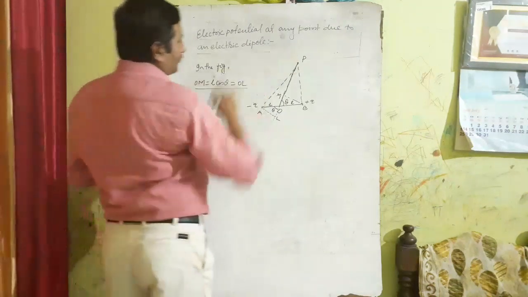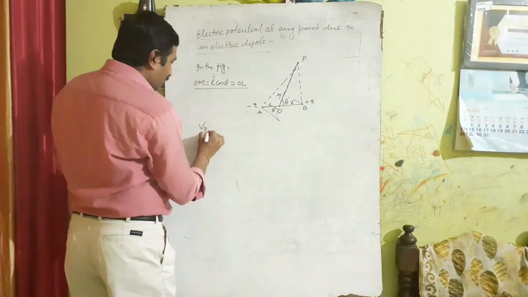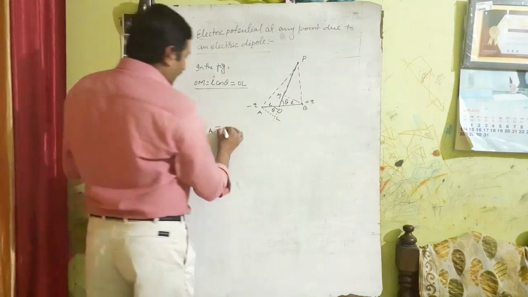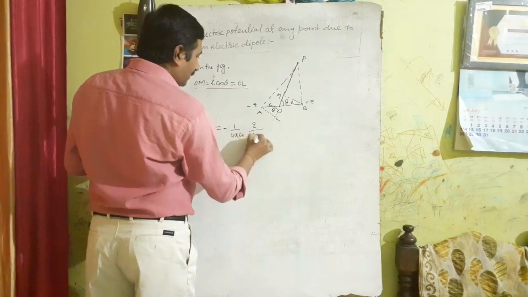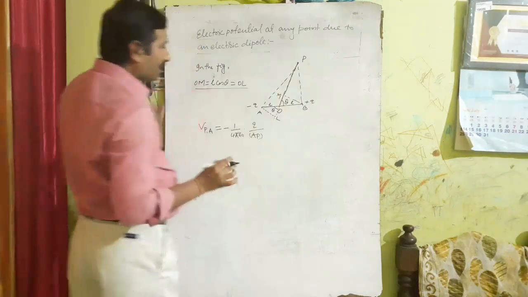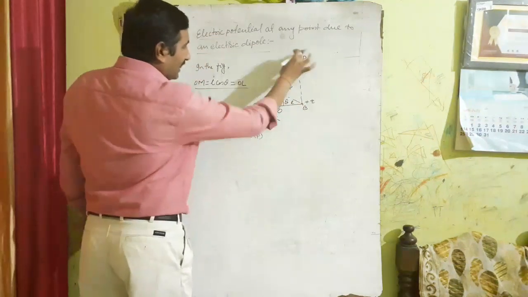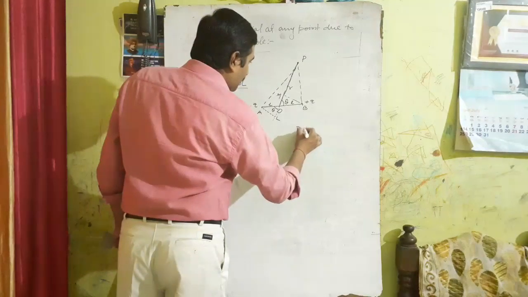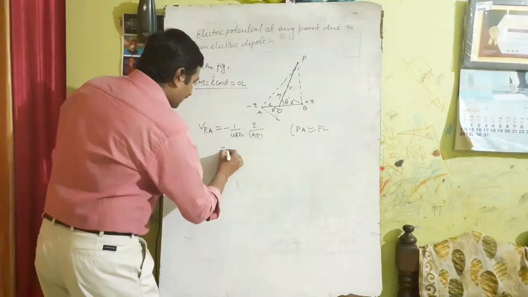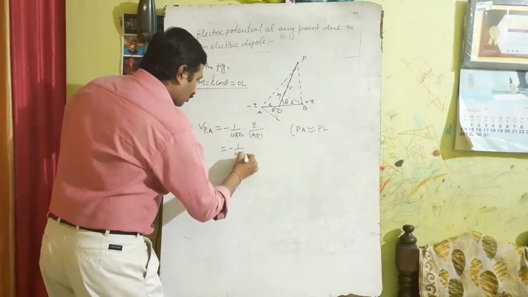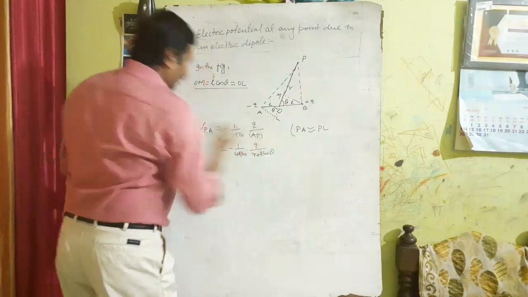Now let us find the electric potential at point P. Electric potential at point P due to charge minus Q at A is equal to minus 1 by 4 pi epsilon naught Q by AP. You see this AP. If this L is very small compared to R, then PA and PL will be almost equivalent. So it can be written as minus 1 by 4 pi epsilon naught Q by R plus L cos theta.